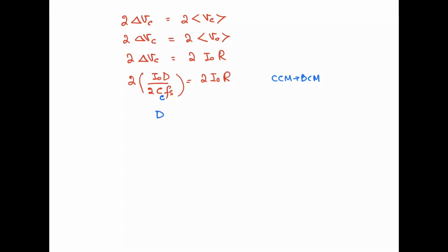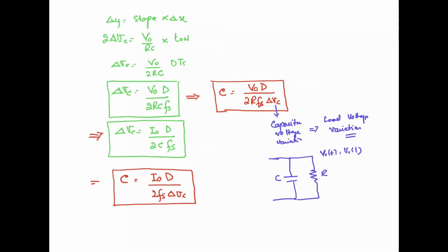Simplifying this, I can write D divided by 2 times the critical capacitance into Fs, that will be equal to R. I naught will be cancelled out from both sides, and rearranging for the critical capacitance, this will be equal to D divided by 2R into Fs. So this is the expression for the critical capacitance. In this slide we have seen how we can find out the voltage ripple, and if the circuit parameters are given and we are designing the circuit, how we can find out the capacitance.